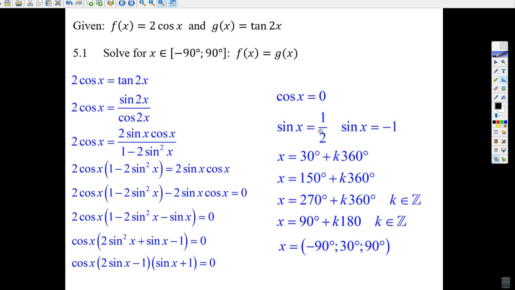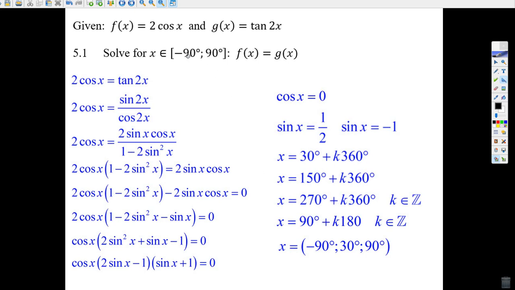But if you go shift sine of a half, it tells you it's 30 degrees. And then there's another answer, 180 minus 30, that's 150. Plus k times 360. And for negative 1, it's 270 degrees plus k times 360. There's all your general solutions.